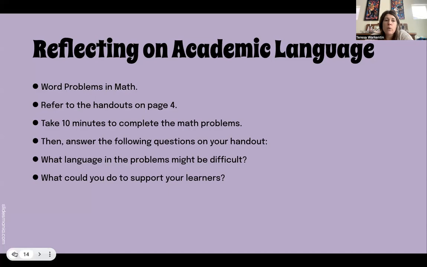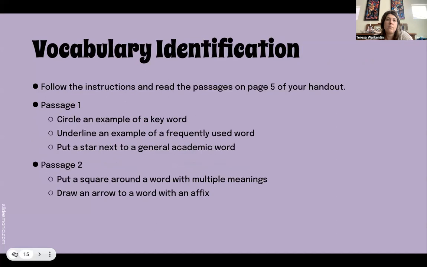We're going to start with some word problems in math. So go ahead and refer to the handouts on page 4. Take 10 minutes to complete the math problems. Then answer the following questions in your handout. What language do you think might be difficult? And what could you do to support your learners? So at this point, pause the video, go to page 4, and work on this. After you finish that activity, move on to the next one.